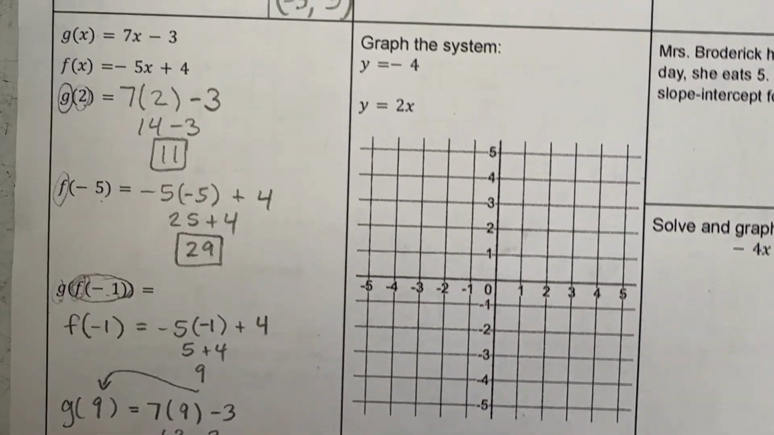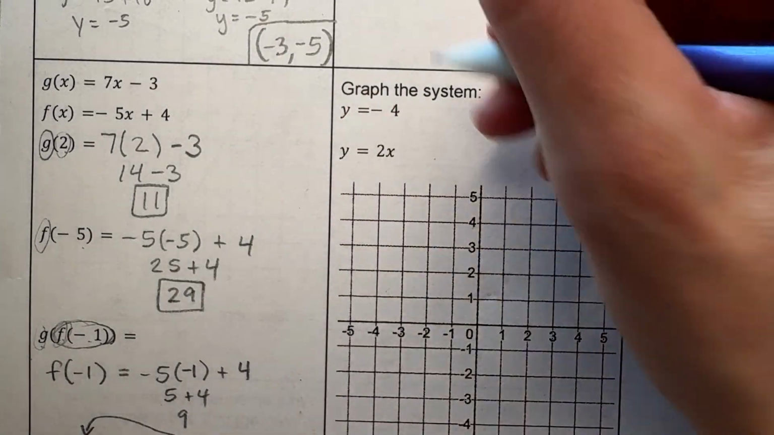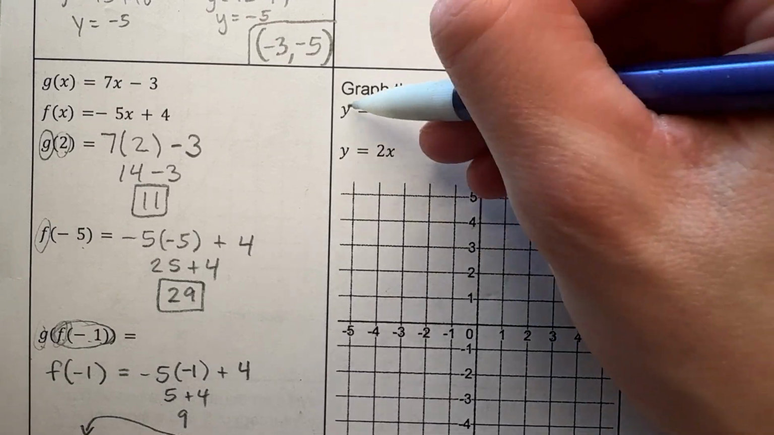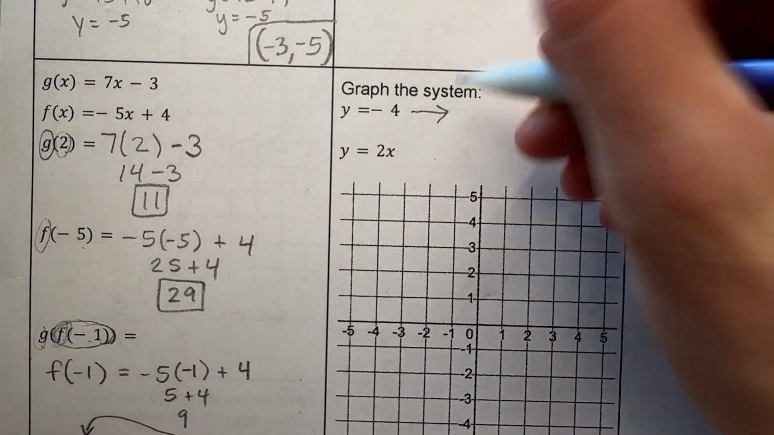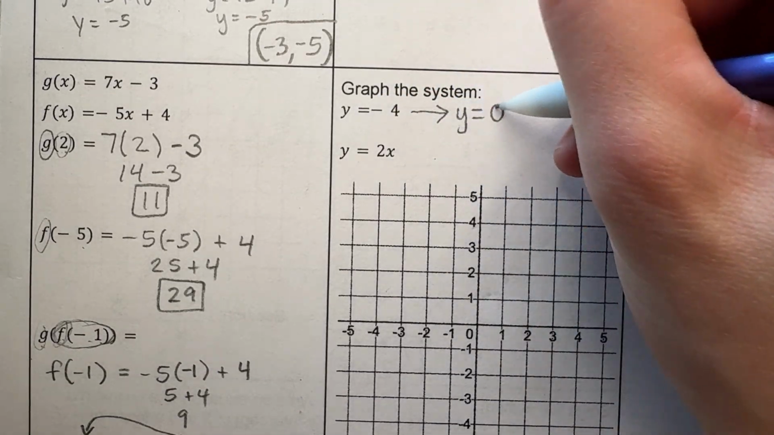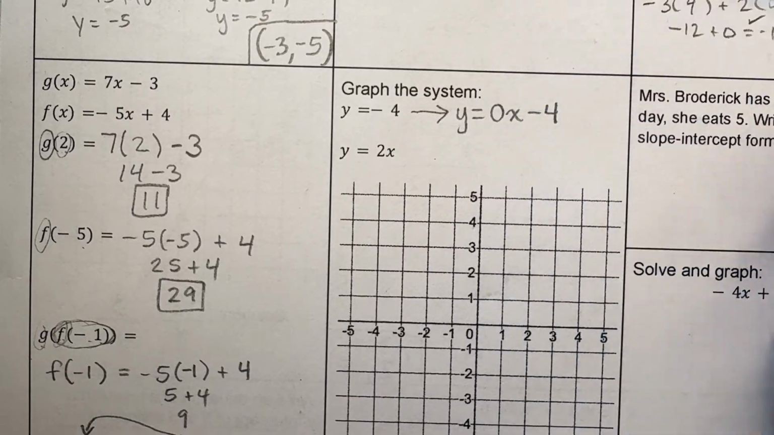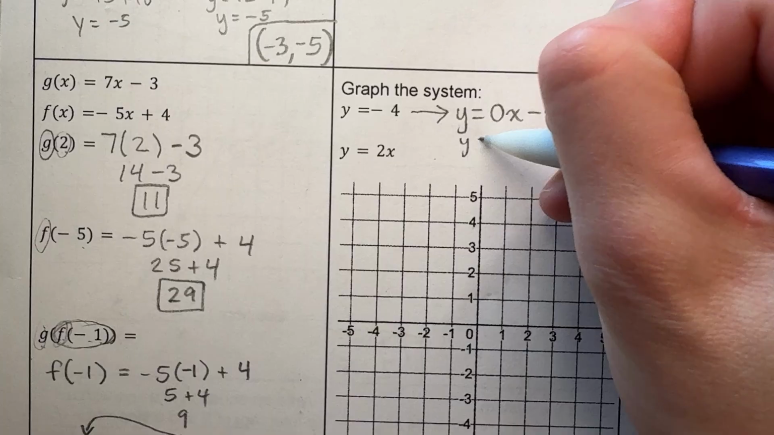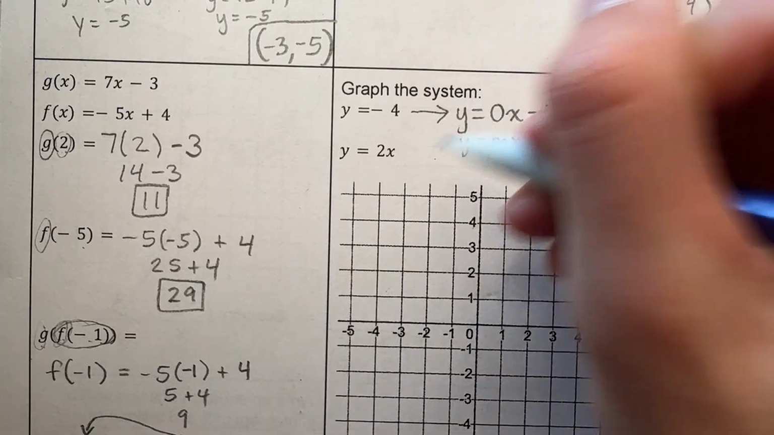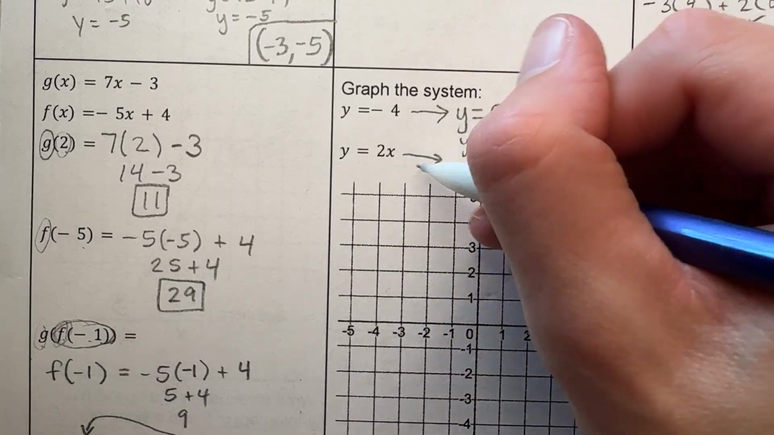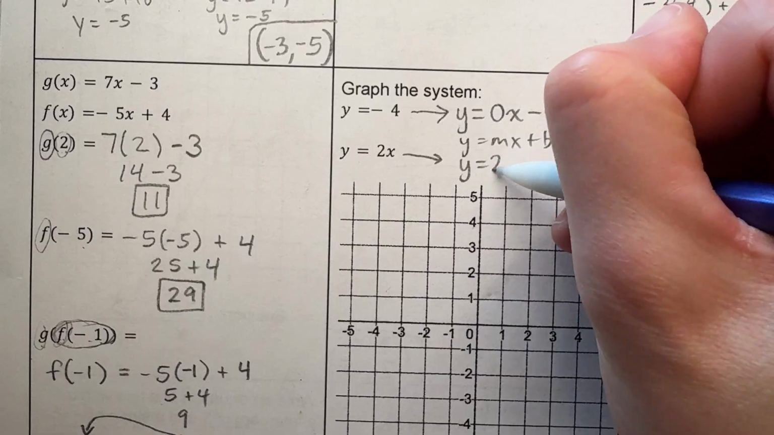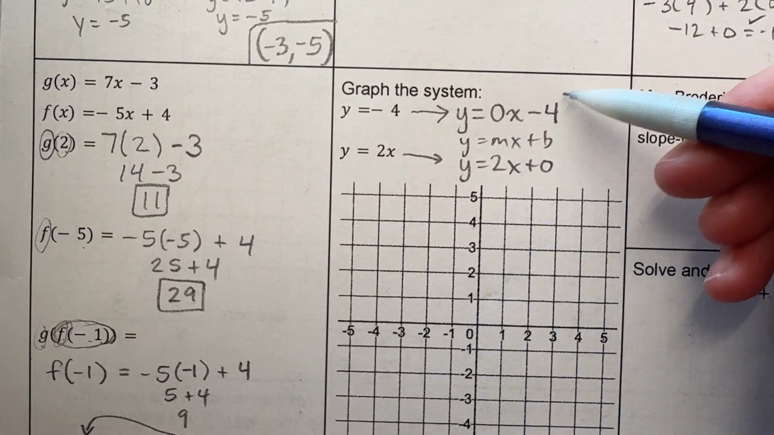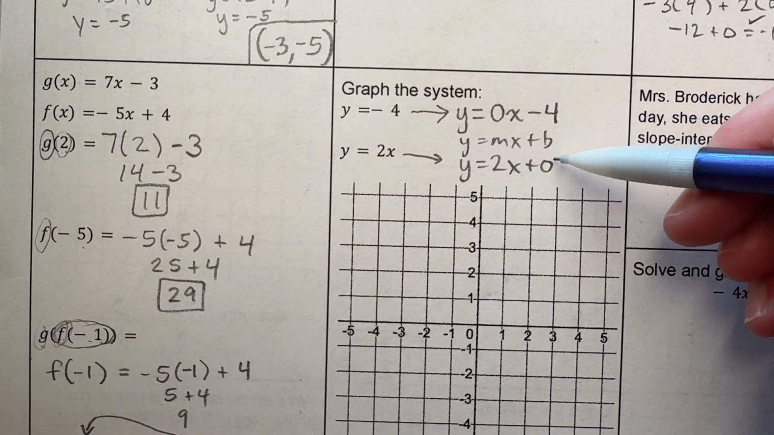Okay. Over here, graph the system. I notice there's no x here. Where's the x? It's being multiplied by 0. So this is still y equals mx plus b. Both of these equations, look, here I do have an x, but I'm missing my y-intercept. But both of these are equations in the same format, y equals mx plus b.